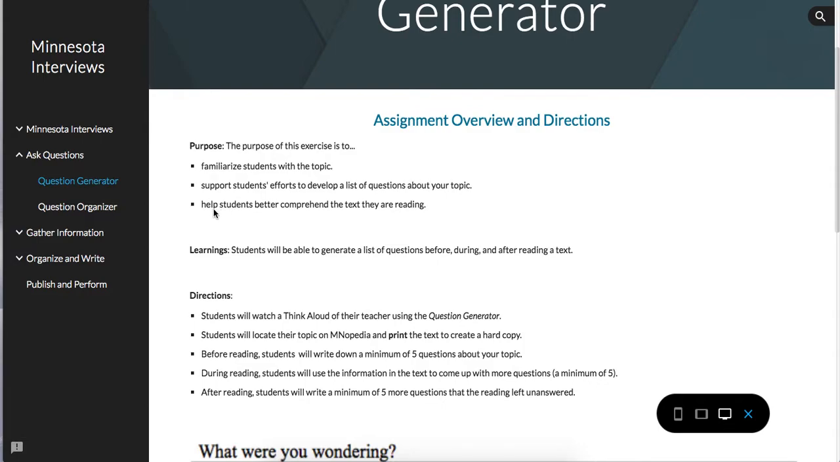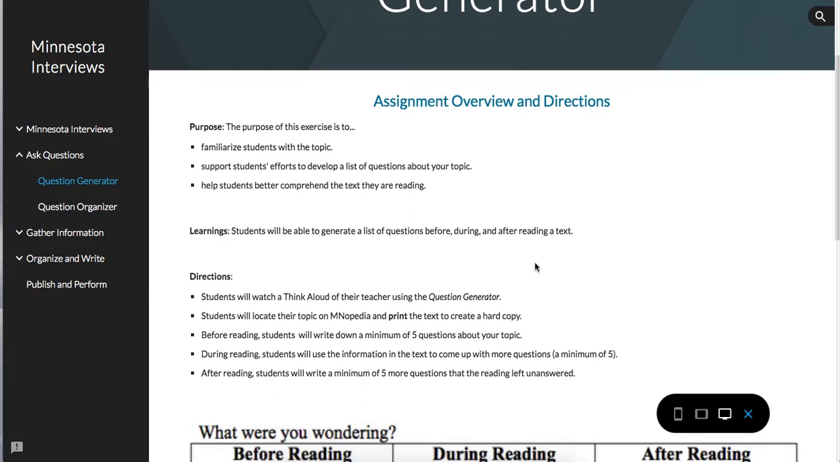Finally, the purpose of this exercise is to help students better comprehend the text they are reading. Asking questions while you read is an excellent way to comprehend what you're reading. Good readers ask questions while they read. Learning goal: students will be able to generate a list of questions before, during, and after reading a text. This is the big goal here, and this is what you're going to have.